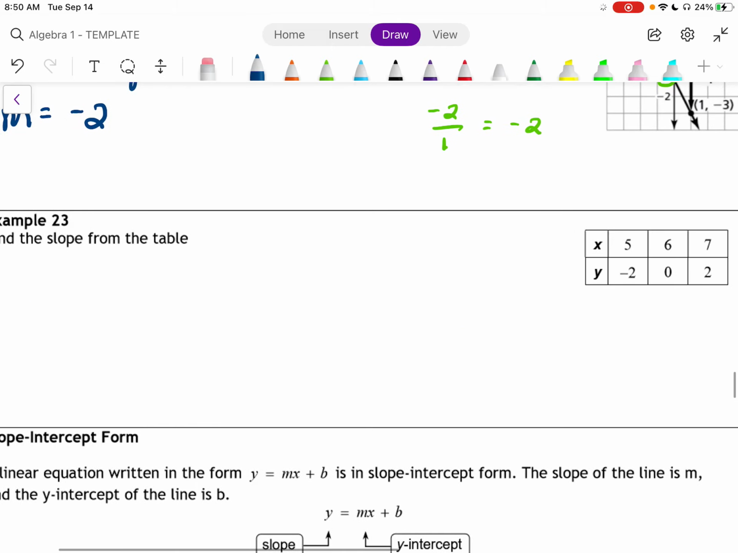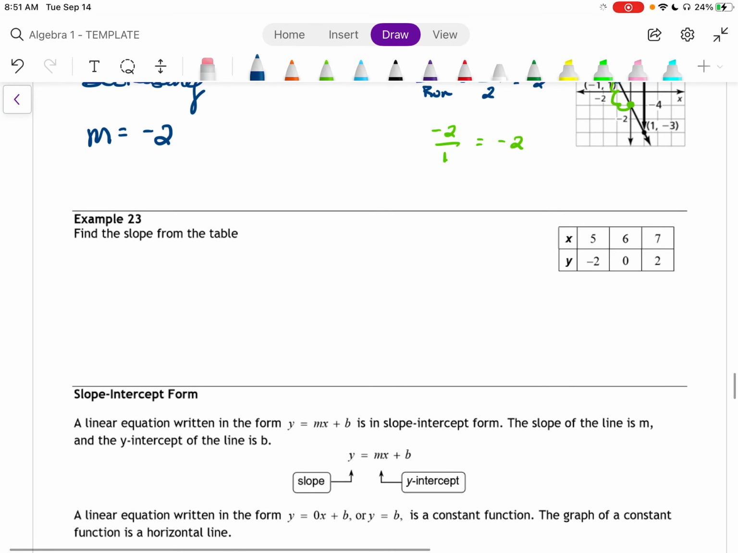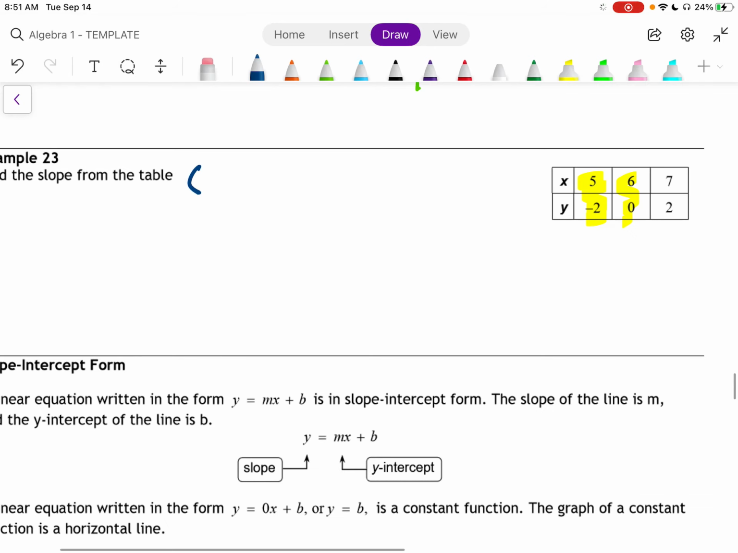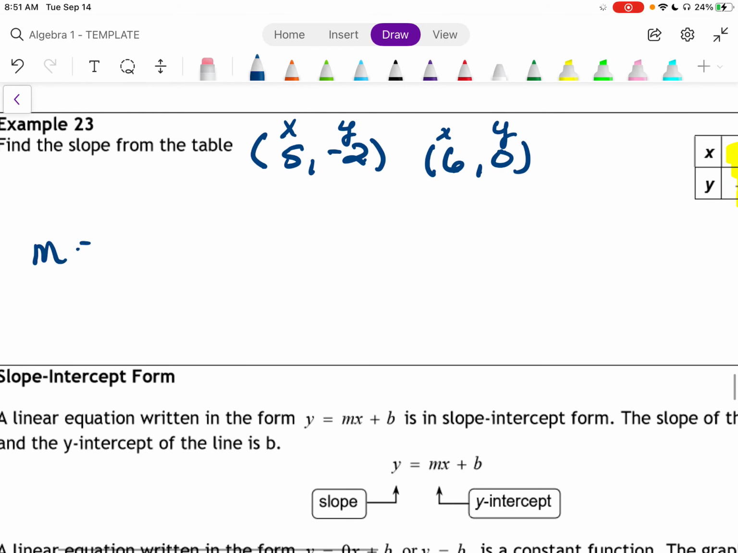All right. Next up, find the slope from the table. It does not matter which 2 points you pick, but you have to pick 2 and you have to stick with them. I'm going to pick the first 2 points. I'm going to rewrite them as points just so that we can see that. We'd have 5, -2, and 6, 0. My slope, m, if you remember the formula, it's y2 minus y1. It doesn't necessarily matter which point you describe as 2 and 1. A lot of times I describe the second point as 2 and the first point as 1. That just kind of makes sense to me.